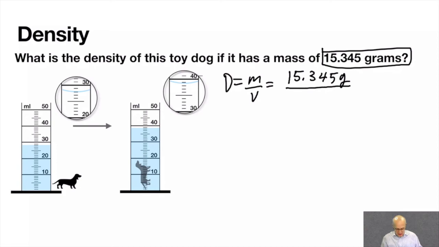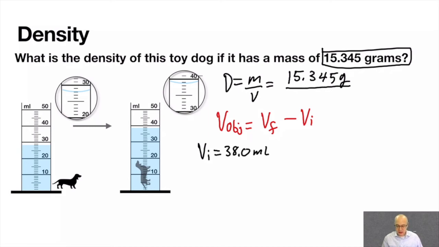So let's get another formula here. V object equals VF, volume of the final, minus VI, volume of the initial. All right, initial is before you start. So let's go to the first cylinder. First cylinder, we'll take a look at the meniscus up here. It looks like 38.0. So let's write that down. VI equals 38.0 milliliters. Do not forget your estimated digit. It is very important.